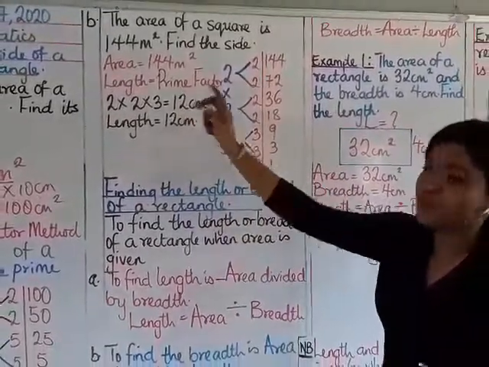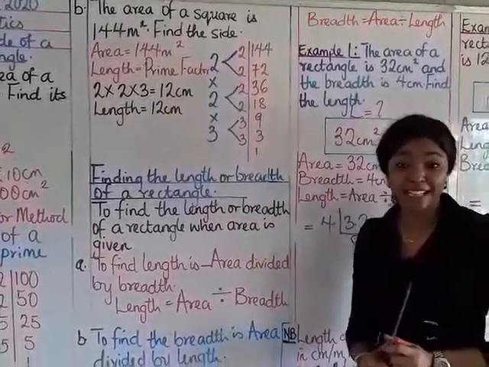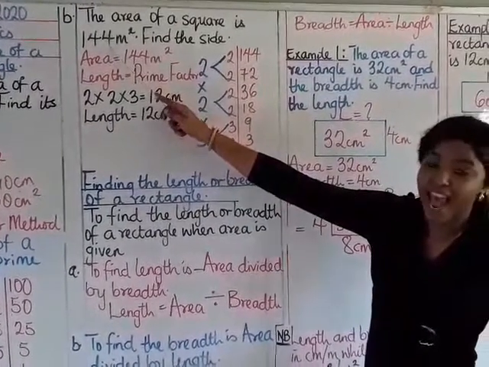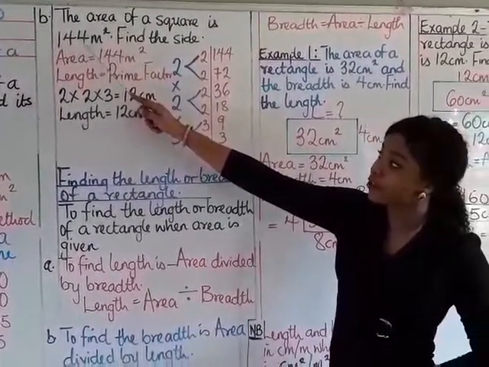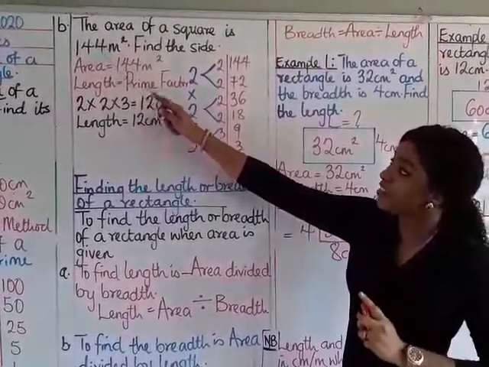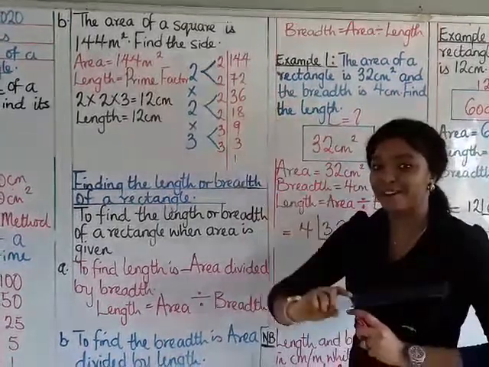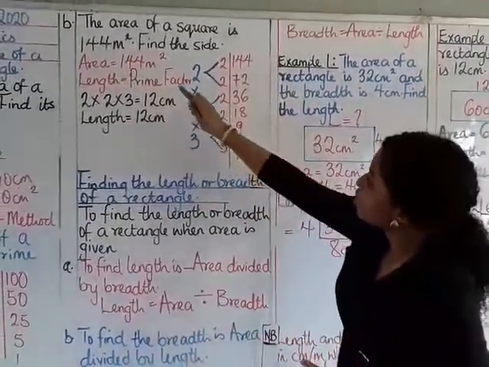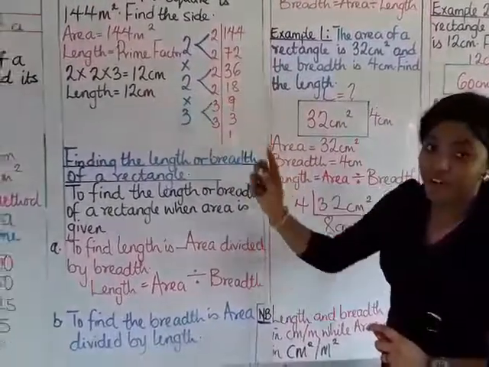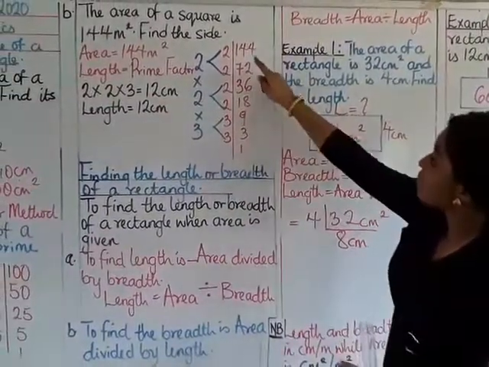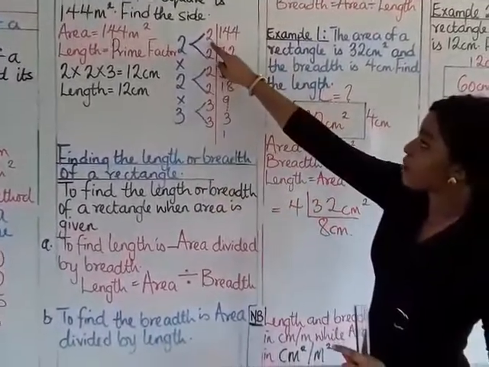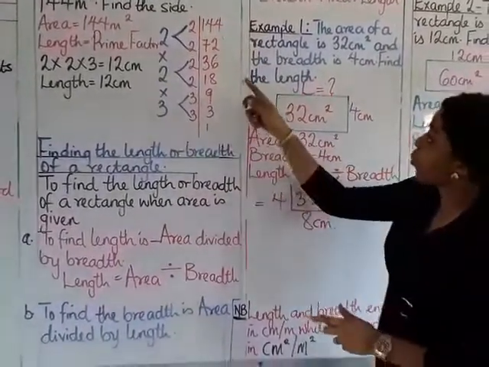Now children, if you can recall, in our previous lesson, we found the area of a square and we got 144 meters square. Now children, we are going to find the side of this area. Let's go. Now, to find the side, remember I told you we are going to use the prime factor method. Now, remember the smallest prime number. And the smallest prime number is 2.